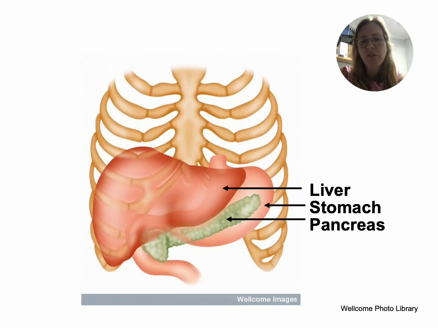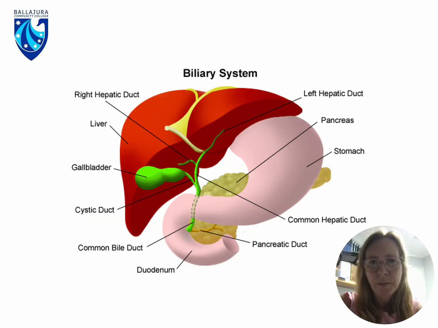This diagram shows you a layout of the stomach, the pancreas and the liver. This shows you the same as a diagram, but it also shows the location of the gallbladder and there's labels. So in this case, the pancreas is shown behind the stomach.